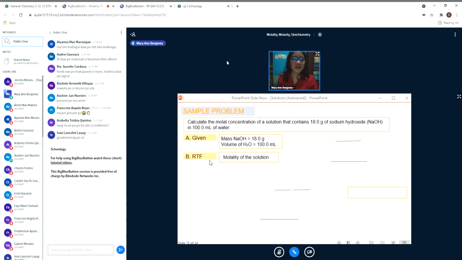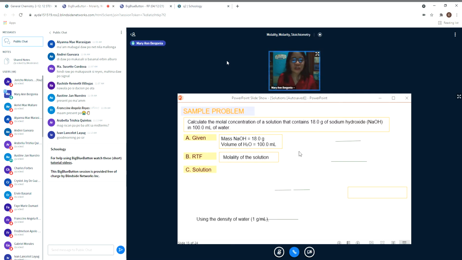So, to calculate for the RTF, we have here the molality of our solution. So, molal kasi. Kapag ang nakalagay molal, that is molality. Kapag nakalagay ay molar, that is molarity. Yan, huwag malilito sa formula ha. Diyan madalas nagkakamali kay molality at molarity.